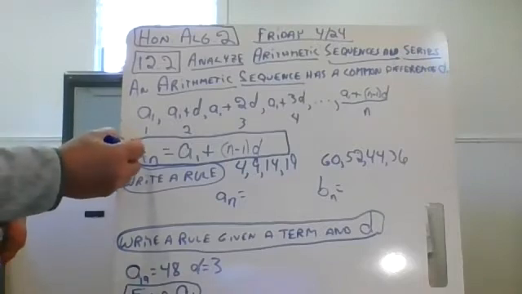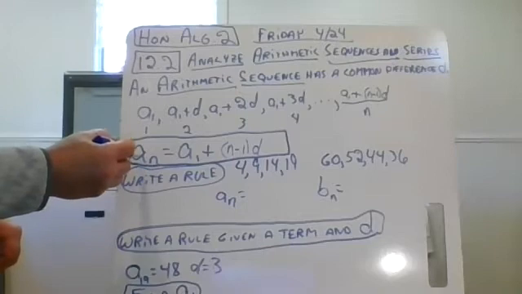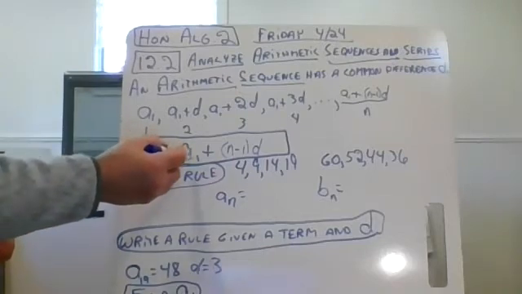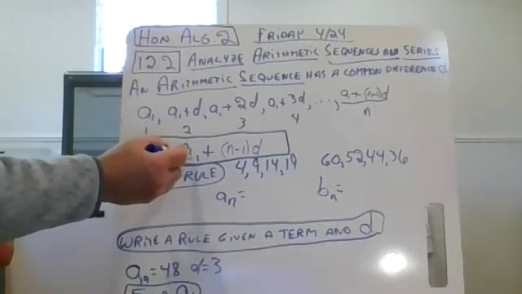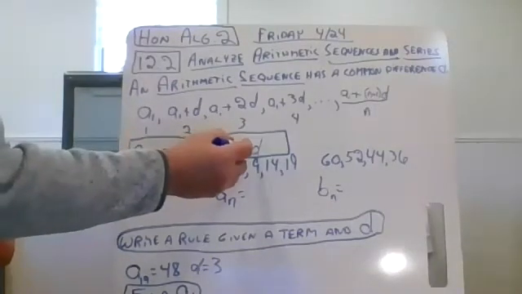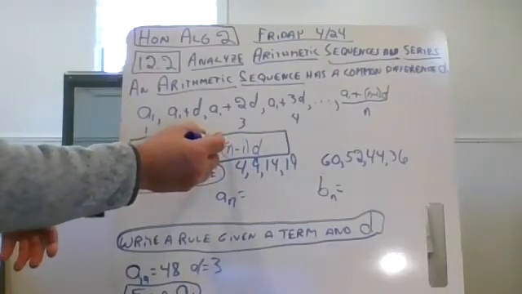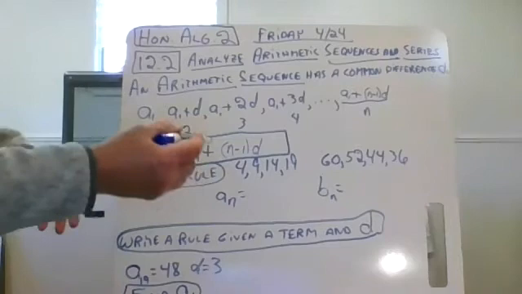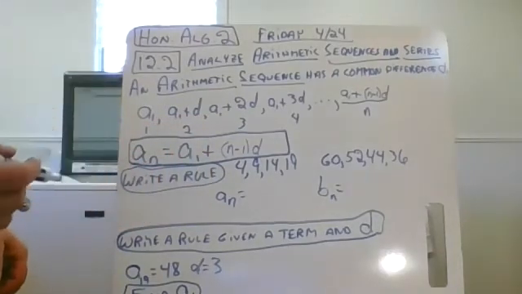And so if you had to find the term generator for an arithmetic sequence, you need to find a sub 1, the first term of the sequence, and d, the common difference. The n is going to remain n. That gives you the formula in terms of n. So you need a sub 1 and d.